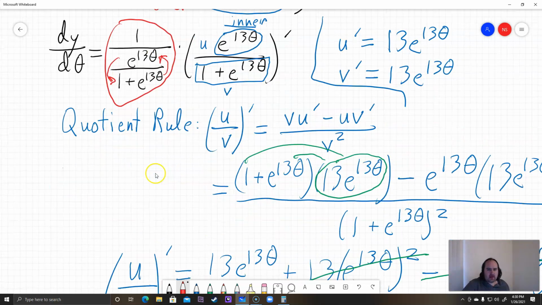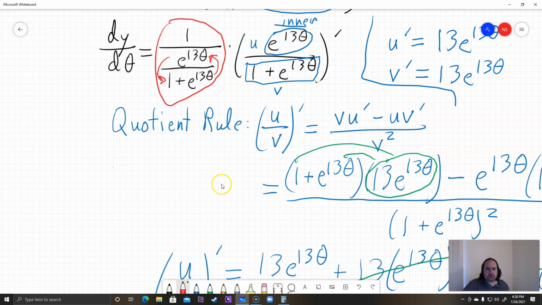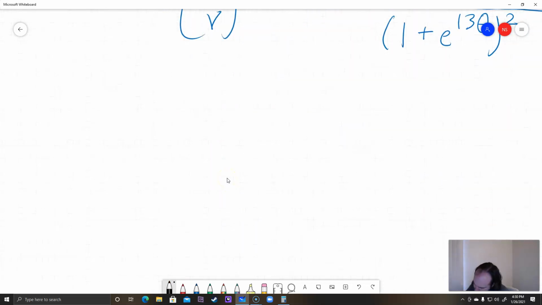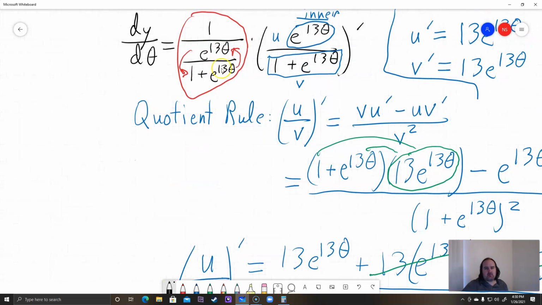All right, and then combining all this together, we've got our dy d theta equals the red function times the blue function. Okay, so let me write that down here. So we have our dy d theta equals the outer function, that outer derivative. So when we flip that over, we're going to get 1 plus e to the 13 theta over e to the 13 theta.